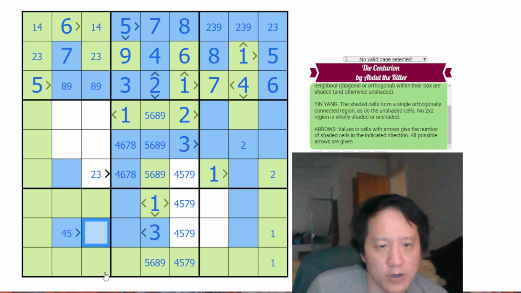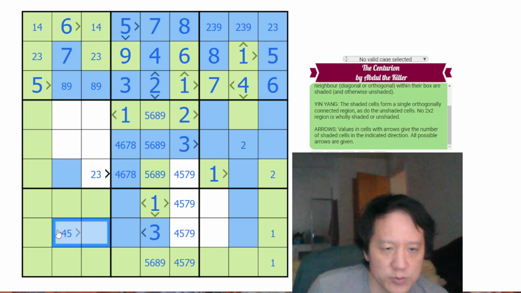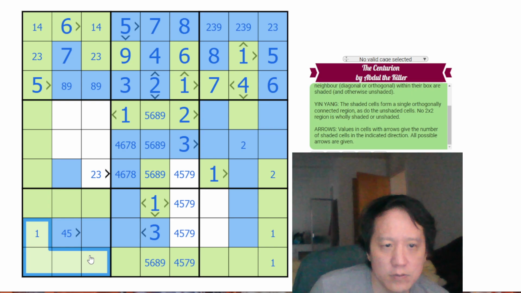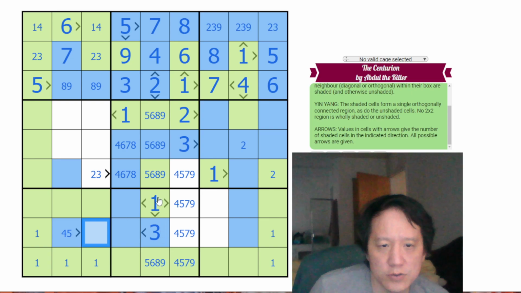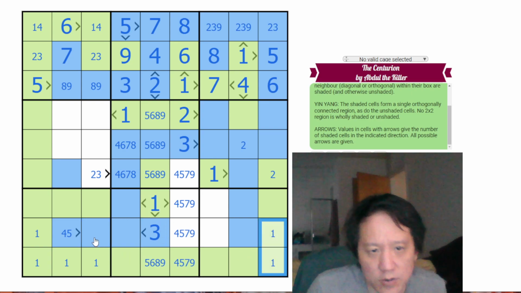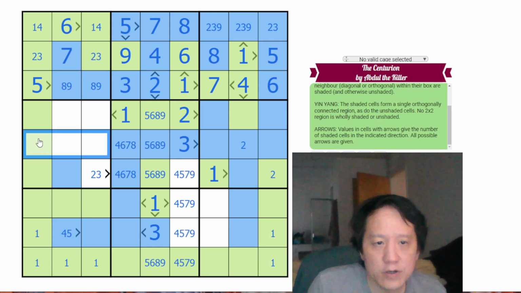This cannot be 1, because if this were 1, this would have an arrow pointing that way. This could be 1, because there's nothing there. Any of these could be 1. This one just cannot be. 1 is here, here, here. 1 is one of these 3.